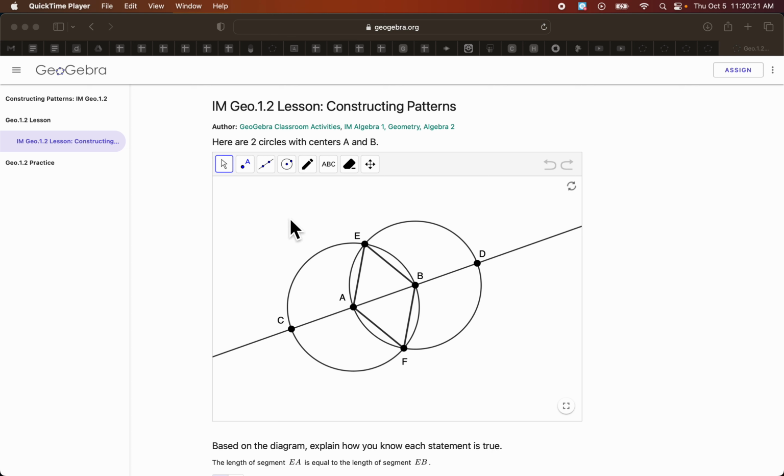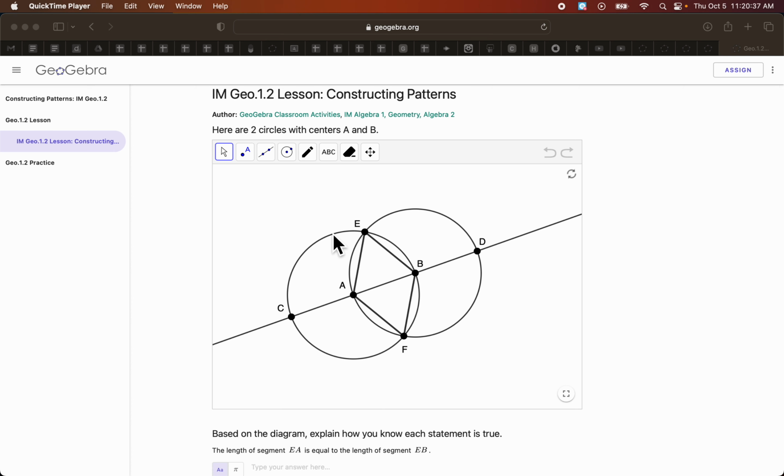Lesson part of lesson 2 in unit 1, so 1.2, constructing patterns. Hopefully you guys used Lift to get here. All right, here we go.